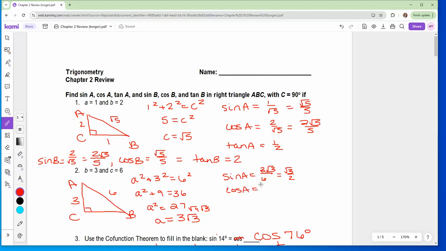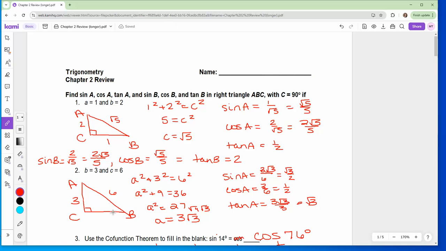Cosine of A, adjacent over hypotenuse, 3 over 6 is 1/2. Tangent of A, opposite over adjacent is radical 3. Sine of B is going to be 1/2. Cosine of B, you'd have 3 radical 3 over 6, so radical 3 over 2. And tangent of B is 3 over 3 radical 3. So you get the radical off the bottom and it turns into radical 3.